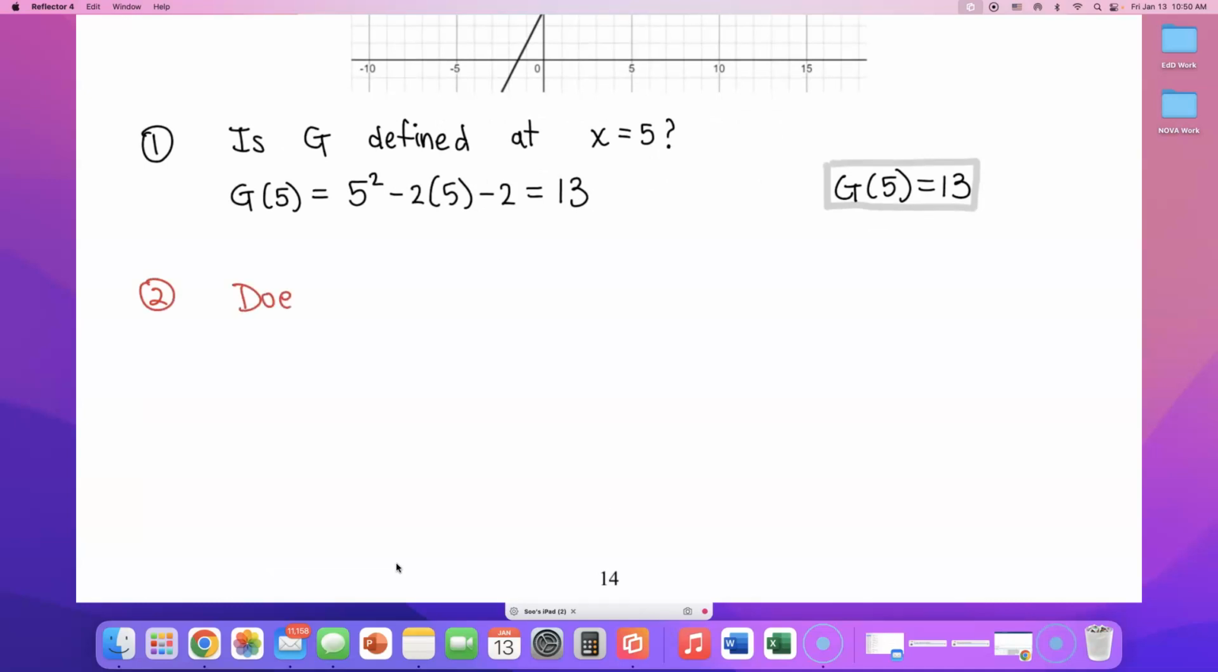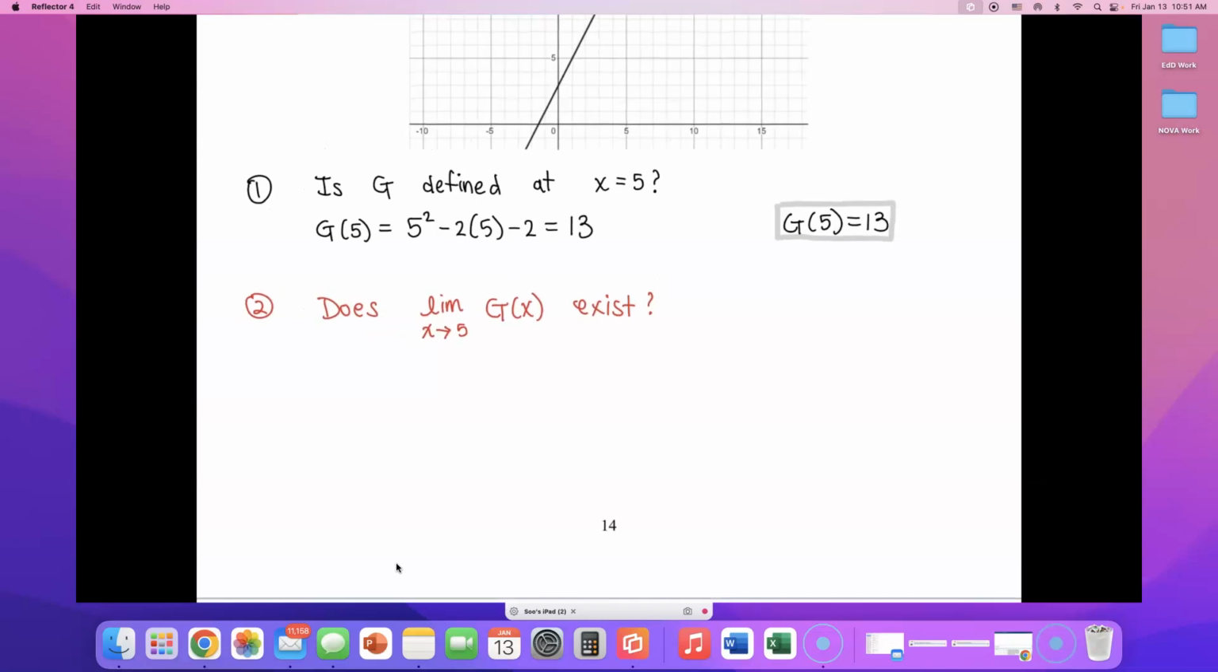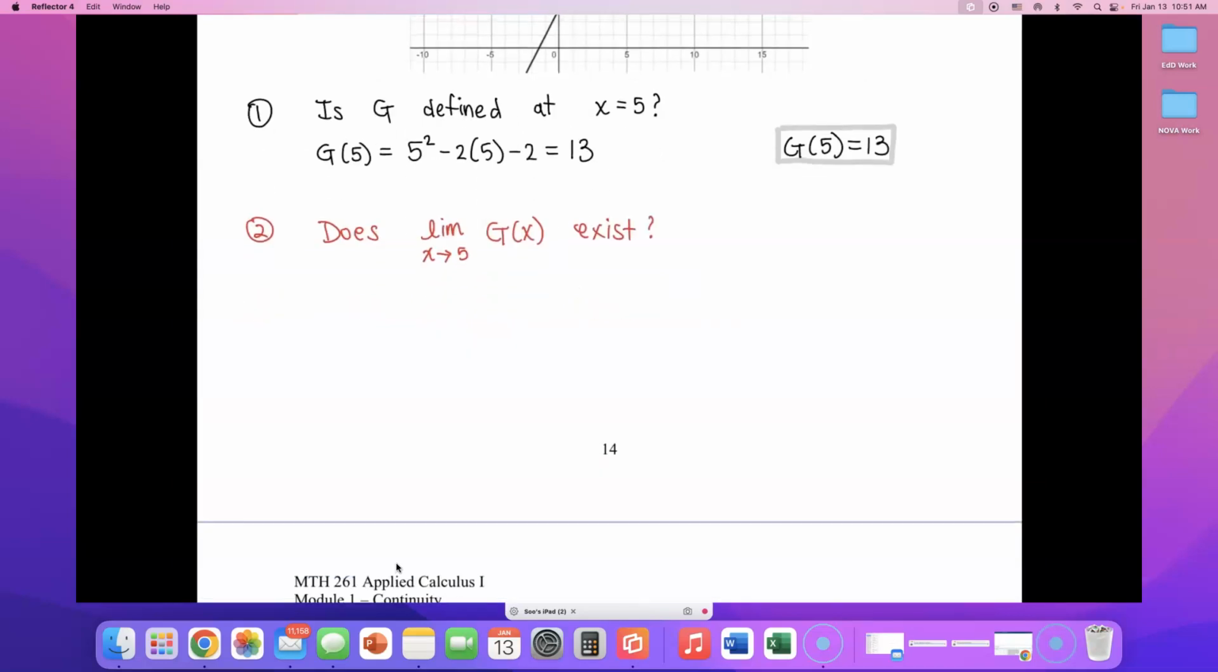Does the limit as x approaches 5 of g of x exist? In order for you to see if the limit exists, you will have to find the left-hand limit and the right-hand limit and compare them.